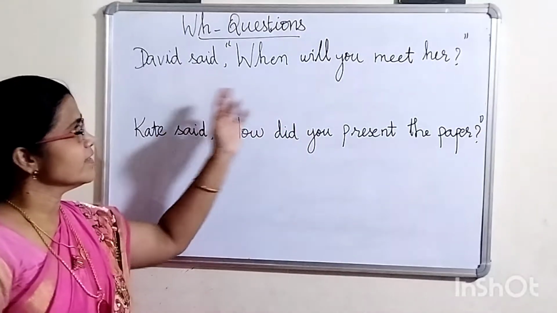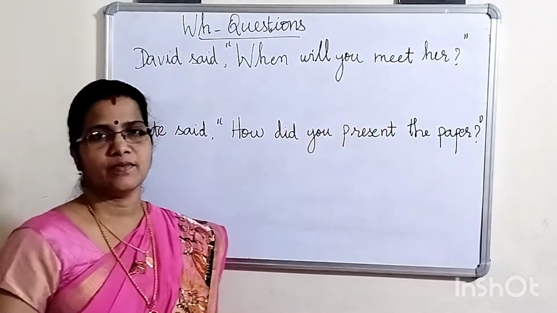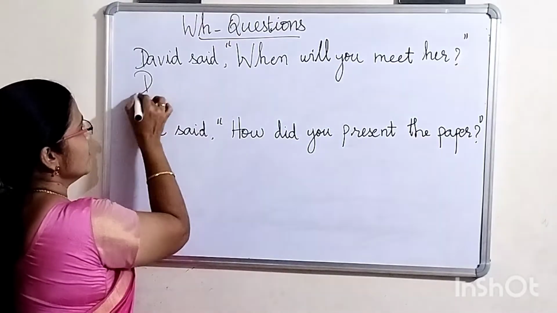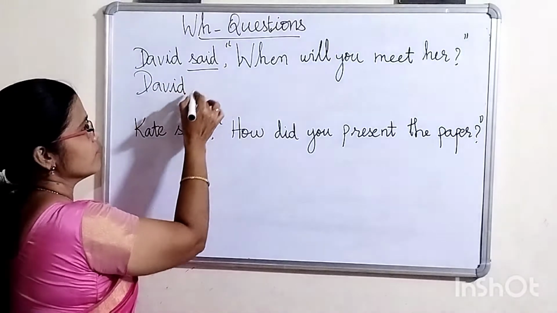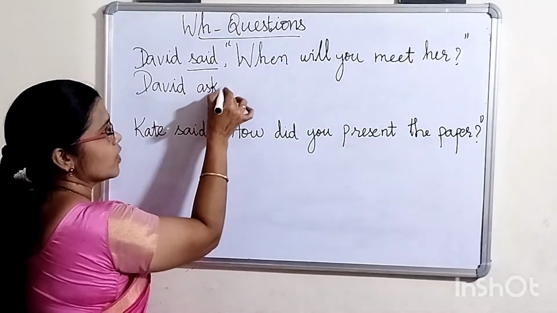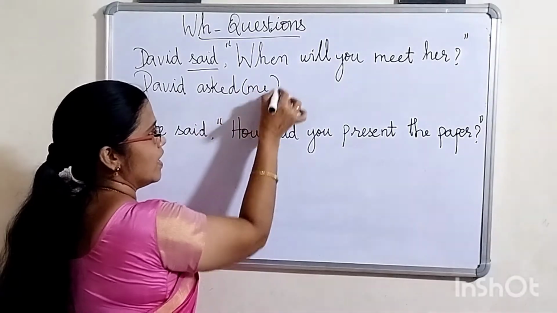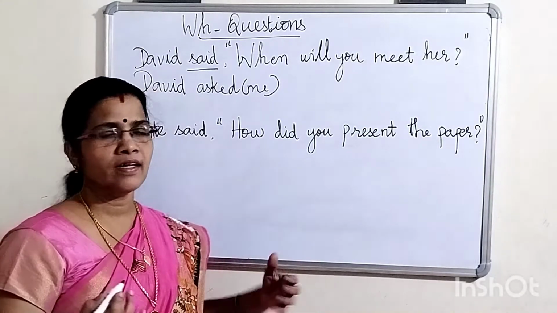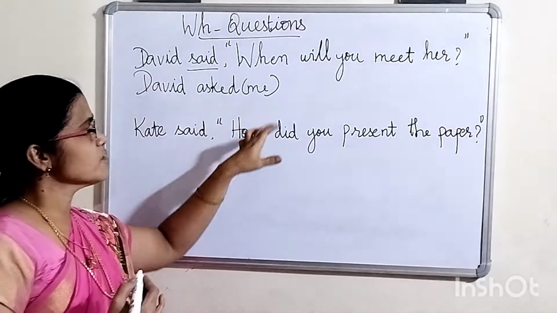Now let's see how to change WH questions into indirect speech. Okay, right. Look at these sentences. David said, when will you meet her? Right. So this is a question again. Okay. So how are you going to change this? The same subject, David said. Again, you have to change the reporting verb here because it's a question. Right. David asked. Now I told you, you can assume. Asked me, asked her, asked them. Anything can be assumed here. And you can put it in bracket here. Right. So David asked me.